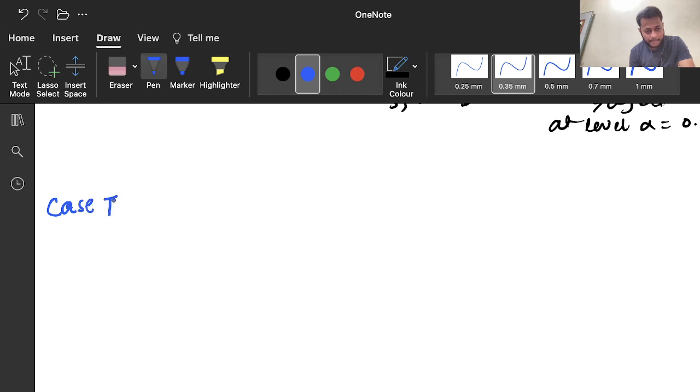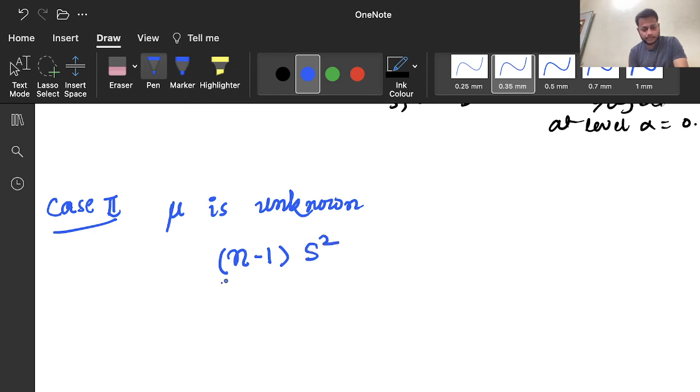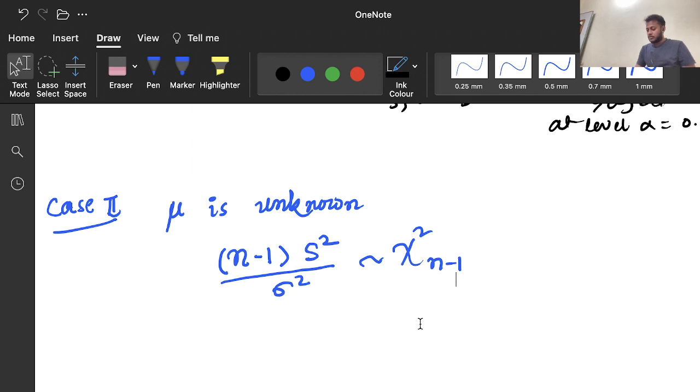Case 2 is this, mu is unknown. If the mu is unknown, what should we use? Let's do it. So we know that n minus 1 S square by sigma square follows chi square with n minus 1 degrees of freedom. So you see that when the mu is unknown, we have to lose 1 degree of freedom.